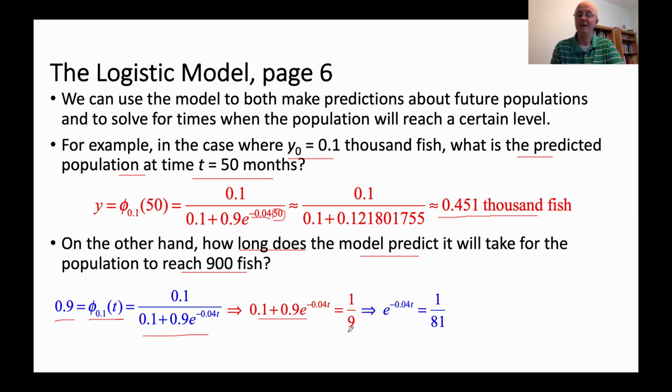Haven't taken the logarithm yet. Here's the step of subtracting 0.1, 1/10 from both sides, and then dividing both sides by 0.9.